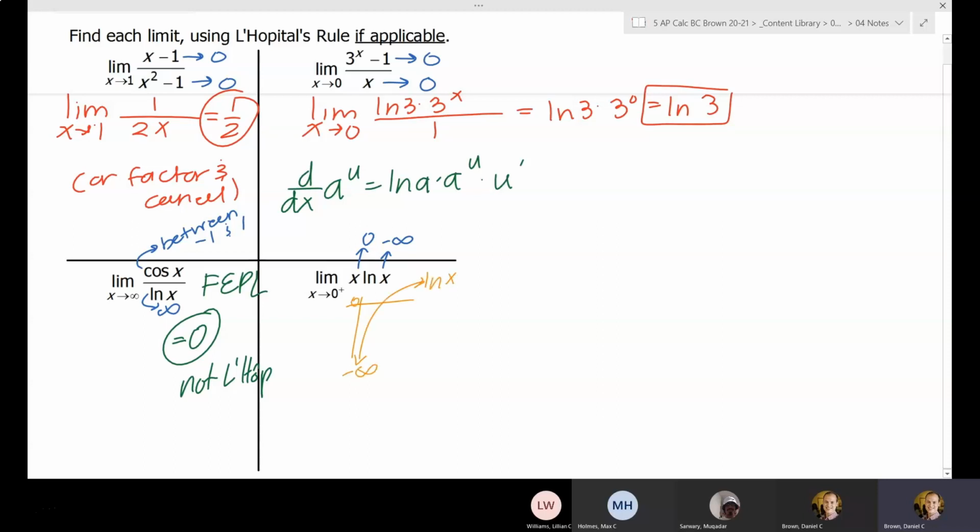So it is approaching -infinity. So this is a case where we have 0 times infinity, which in math is indeterminate. It doesn't really mean much for us. So we want to find a way to rewrite this problem.